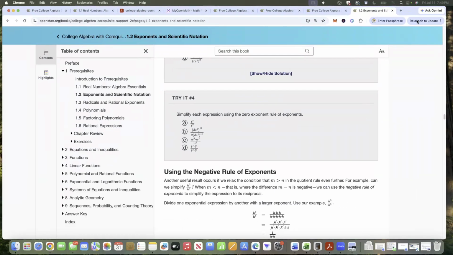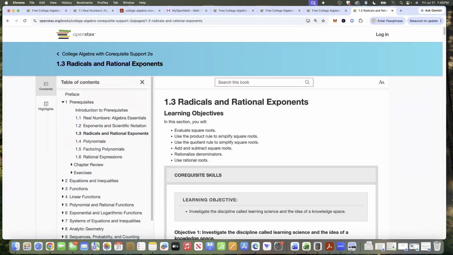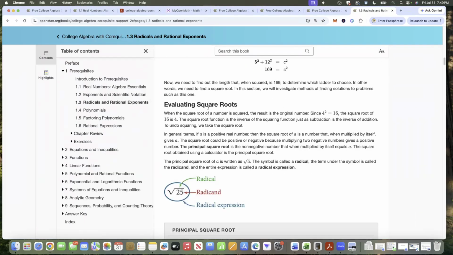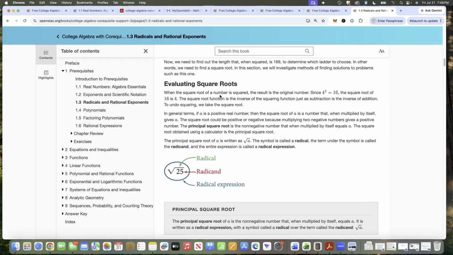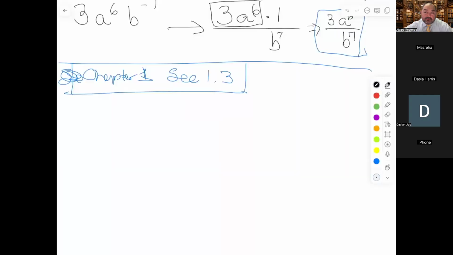Okay, cool. So now we're going to go to section 1.3, radicals and rational exponents. And I want you to take a look at this right here, evaluating square roots. It's very important that you look at this. All right, so this is where I'm at now. I'm going to go back to my iPad so you know where I'm at. And we're back to the iPad.